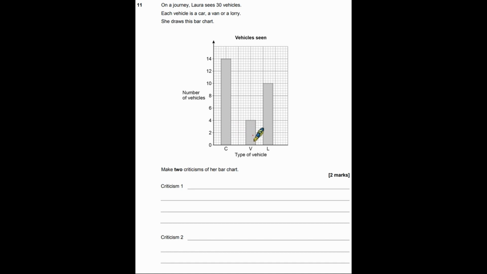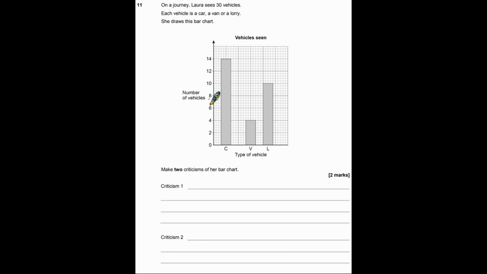That doesn't necessarily destroy the information it's given, but it looks wrong. Also on the bottom we have type of vehicle, which is okay, but then we have CVL. Well, we're not told what C, V and L stand for. A graph has to tell us clearly. This could have been done two ways. It could have been done with a key at the side here telling us what C, V and L is, or she could simply have written cars, vans, lorries along the bottom. Either way, it's not right.